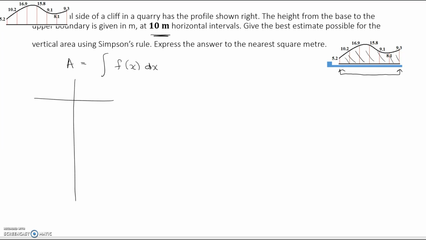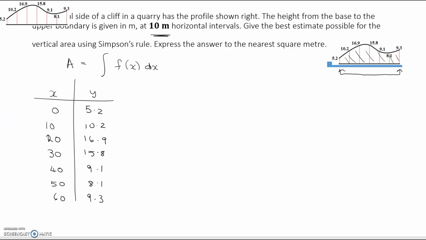your x's and your y's, and your x's will be 0, 10, 20, 30, 40, 50 and 60, and then put in the appropriate measurements. So it would be 5.2, 10.2, 16.9, 15.8, 9.1, 8.1 and 9.3.